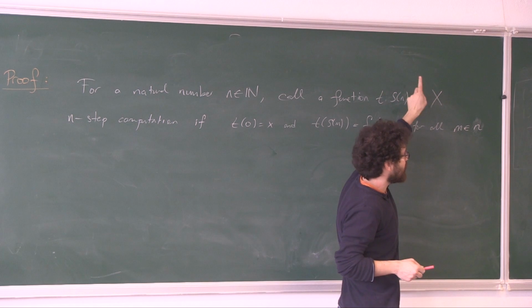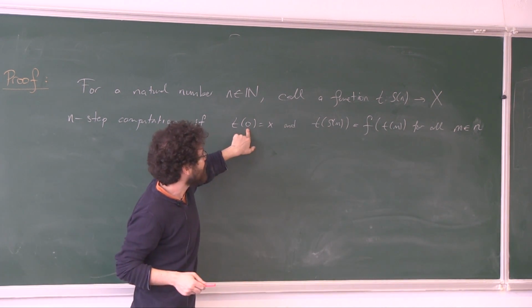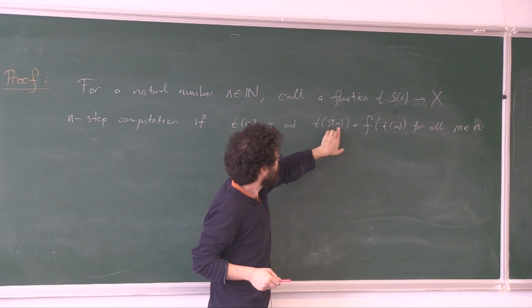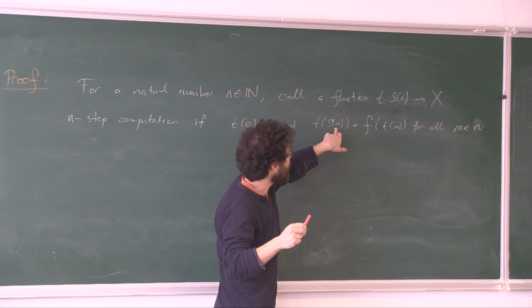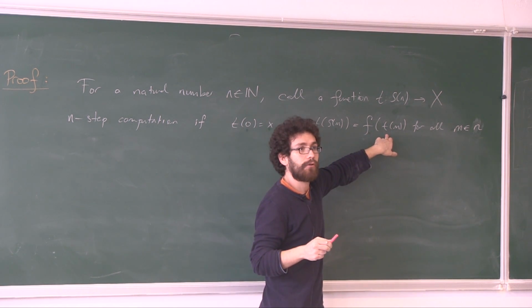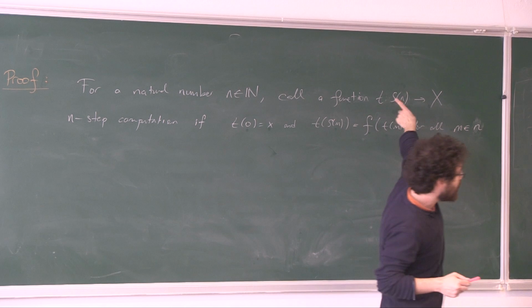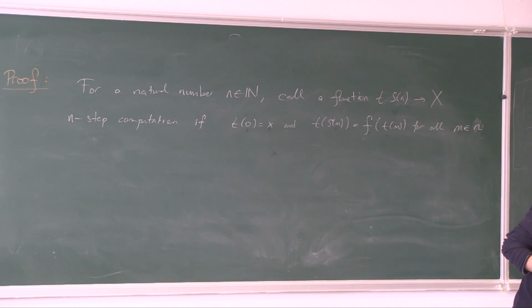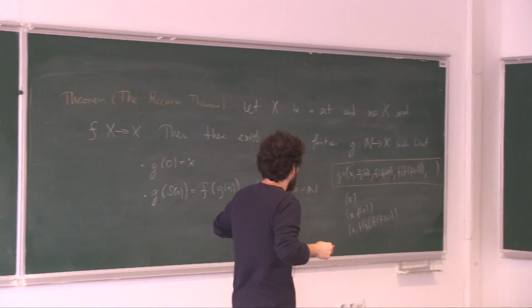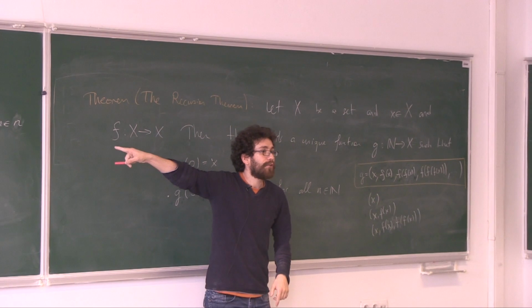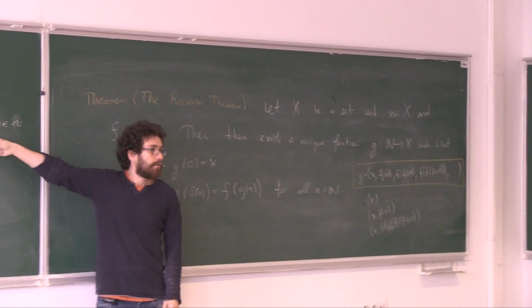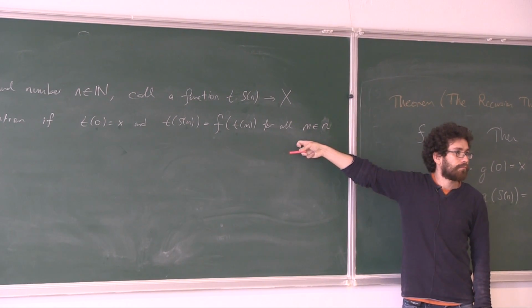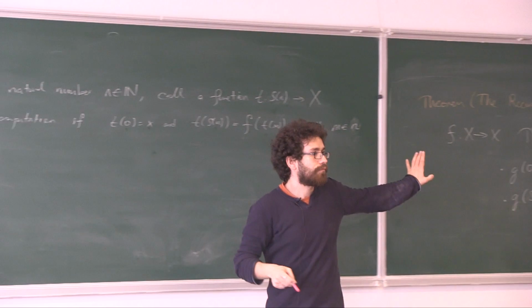And this sequence satisfies the following property. Its first element is x. Its value at some point is obtained by applying f to the previous value. So n-step computations are exactly these guys. Well, that's a bold claim. Let me say the weaker claim. These guys are n-step computations. These guys all satisfy these properties, okay? Is this understood?